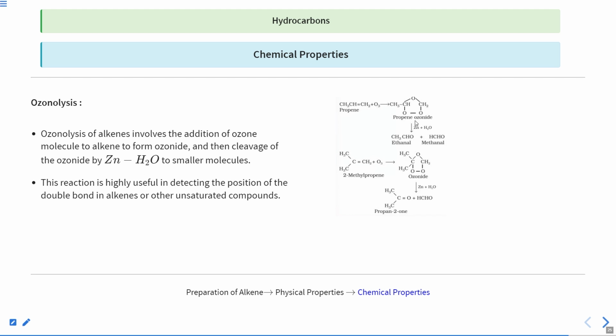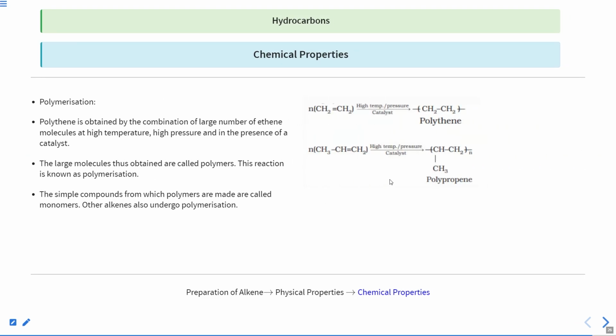Now this can be oxidative or reductive. If there is a reductive workup, then you get alcohol or aldehyde. And if you do the oxidative workup, then you may get the carboxylic acid. Clear? Okay. So the next reaction is polymerization.